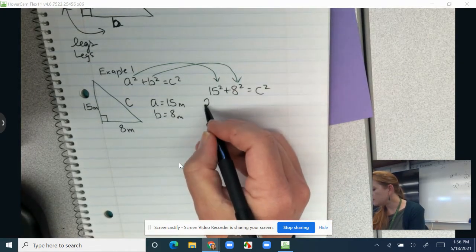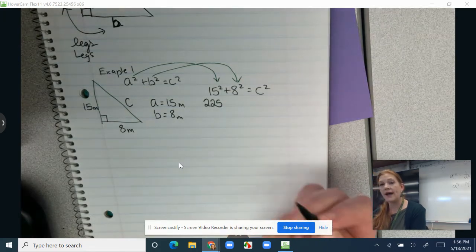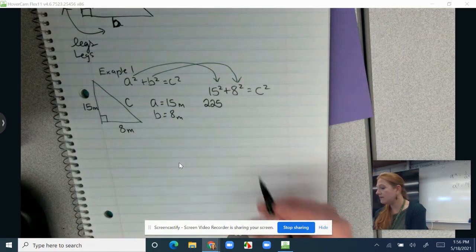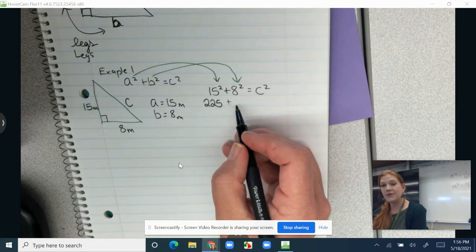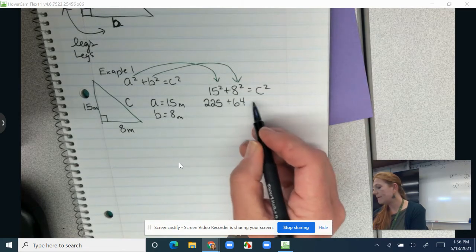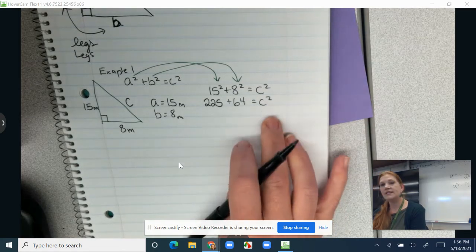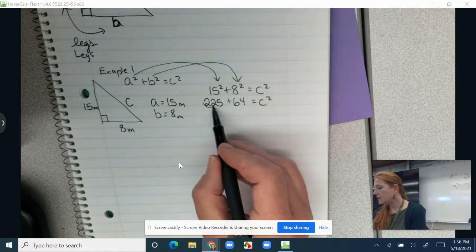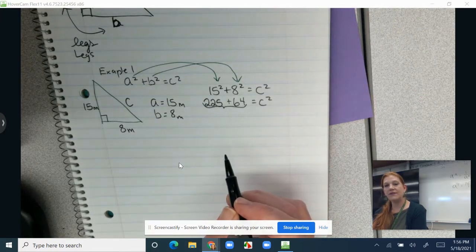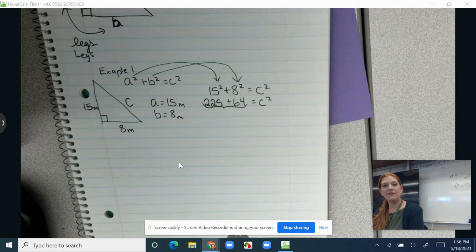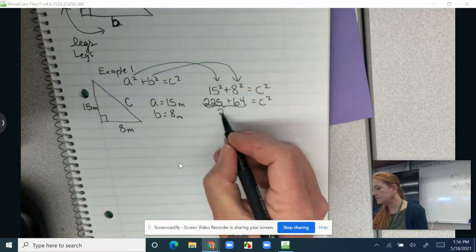15 squared is 225. If you don't have your chart handy, you can use a calculator, or you might just know them. 8 squared is 64. And again, we still don't know C squared. We're going to put together this 225 and 64. I have to use a calculator for this. I can't do it in my head. 225 plus 64 is 289.